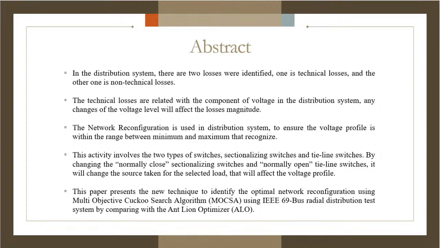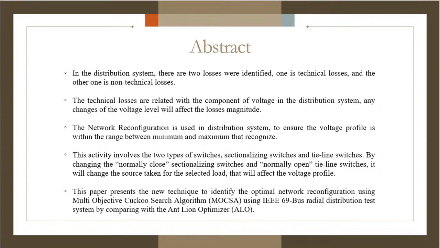The network reconfiguration is used in distribution system to ensure the voltage profile is within the range between minimum and maximum that is recognized. This activity involves two types of switches, sectionalizing switches and tie-line switches. By changing the normally closed sectionalizing switches and normally open tie-line switches, it will change the source taken from the selected load that will affect the voltage profile.